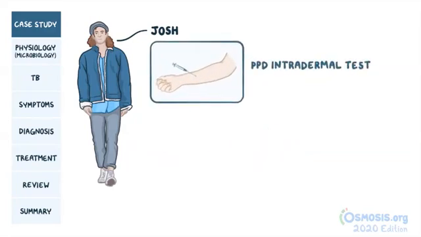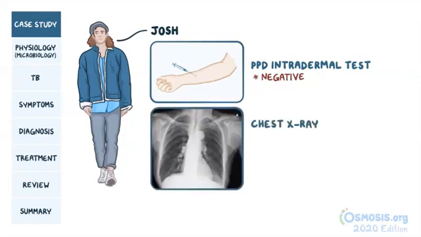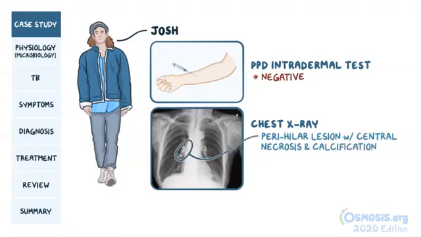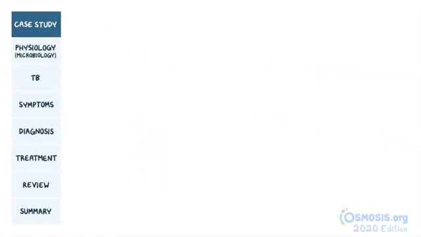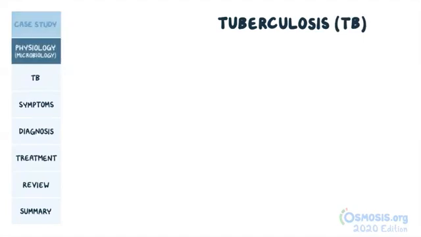A PPD intradermal test was performed and it was negative. His chest X-ray showed a perihilar lesion with central necrosis and calcification, as well as lymphadenopathy of nearby nodes. Now, this person seems to suffer from tuberculosis, or TB for short. But first, a bit of microbiology.